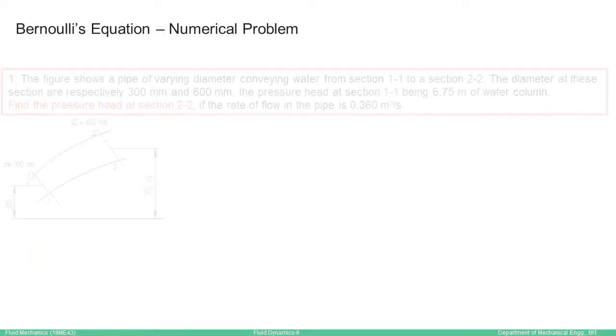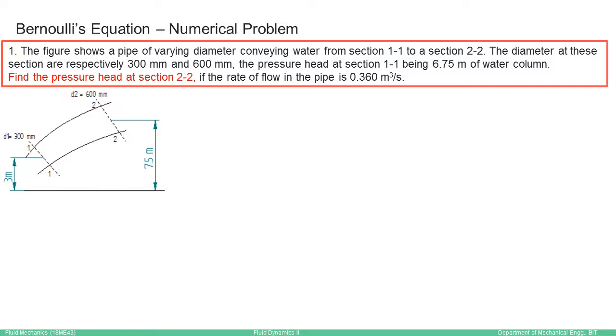Taking up a numerical problem on this, in this sketch it shows a pipe of varying diameter conveying water from section 1 to section 2. The diameters at the sections are respectively 300 millimeter and 600 millimeter. The pressure at section 1 being 6.75 meter of water column. Find the pressure head at section 2 if the rate of flow in the pipe is 0.360 meter cube per second.